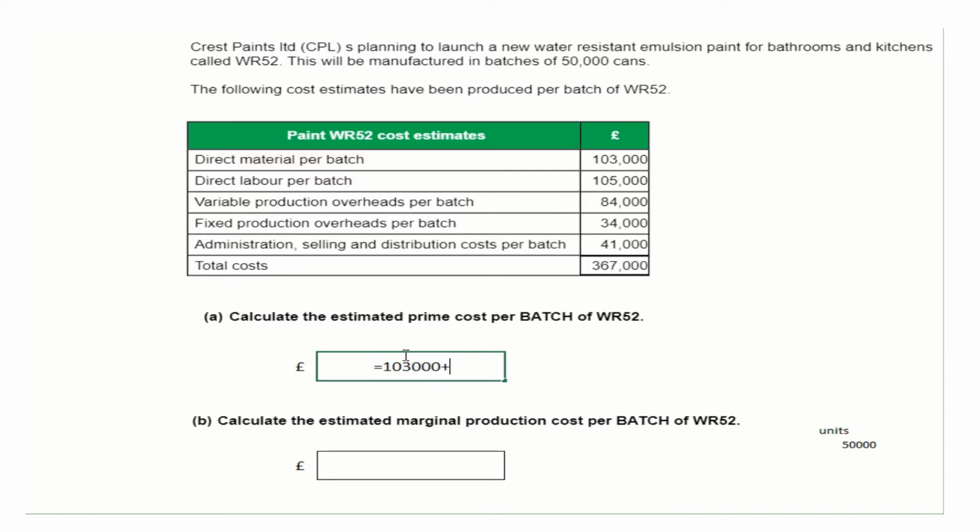103,000 plus 105,000, and we get 208,000. Okay, that's what a prime cost is, just a direct cost. Now marginal cost is the direct cost plus the variable cost, so we could get the 208,000 and just add on the 84,000 variable costs, and we end up at 292,000.